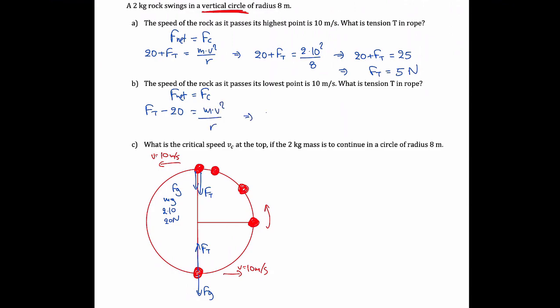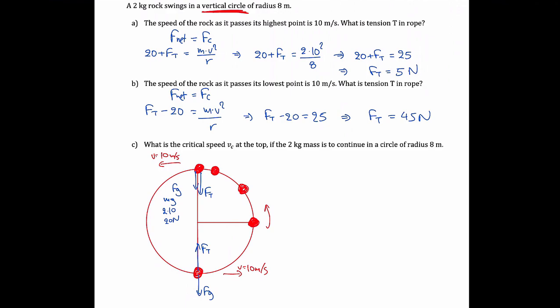So again, tension minus 20. I think we have exactly the same values. So 2 times 10 to the power of 2 divided by 8. Again, the value is 25. And from this, the result is that the tension is 25 plus 20, 45 Newton.